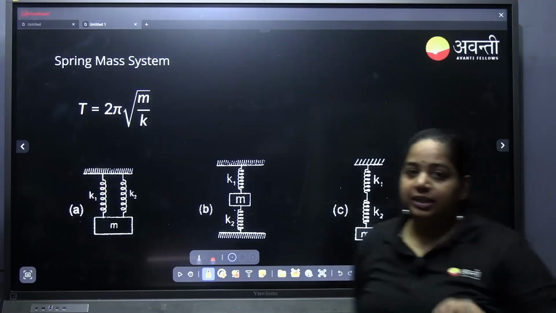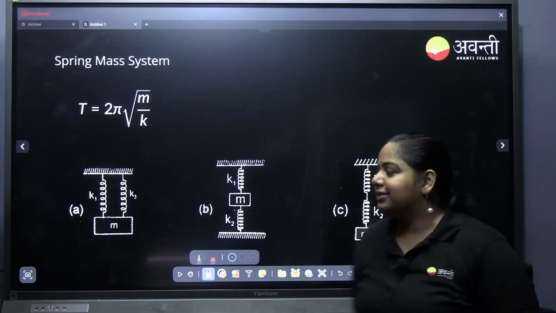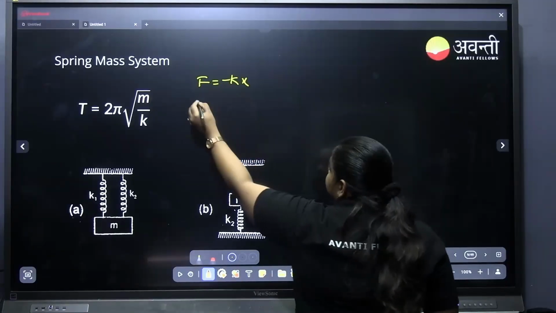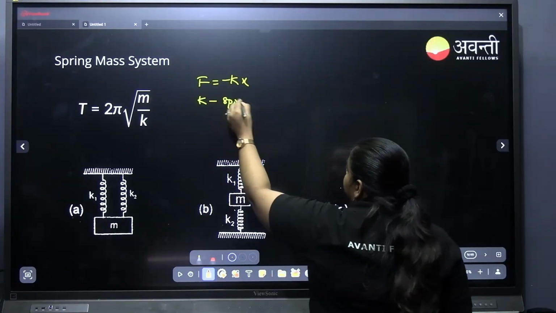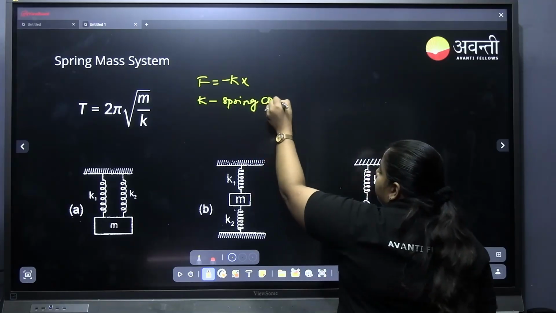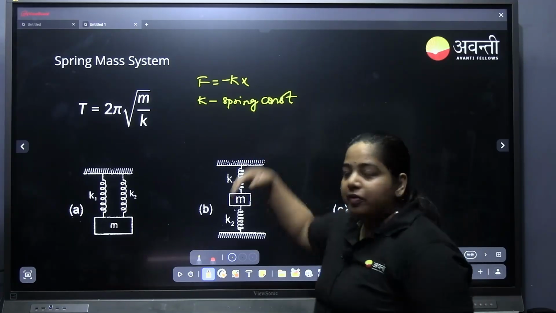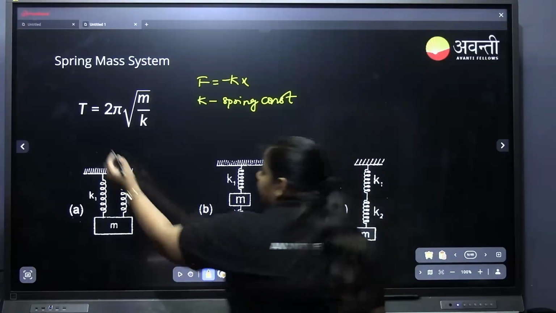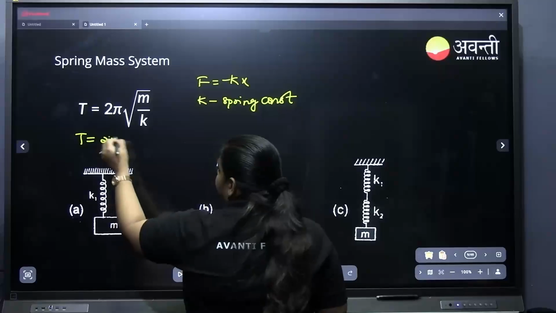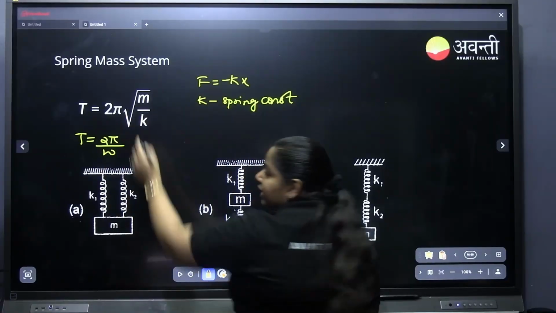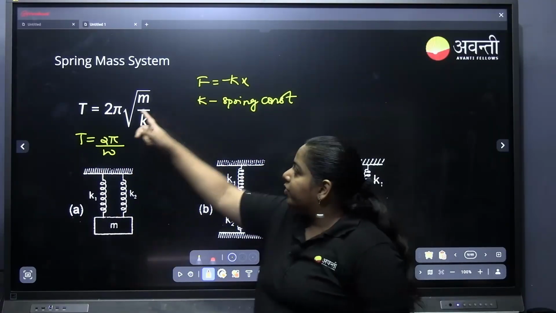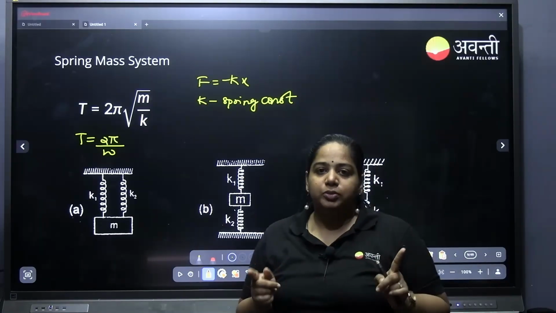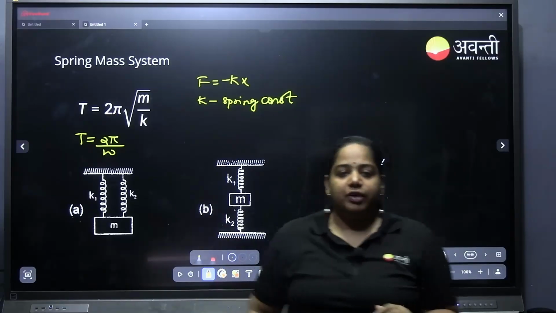Next, we are considering the spring mass system. In the spring mass system, we already know that F equal to minus kx, where k is the spring constant. So we already know what omega is. If you know omega, you can substitute it in T equal to 2 pi by omega. Omega is root k by m, so you will get T equal to 2 pi root m by k. So if you know the mass of the object and the spring constant, you can find the time period.